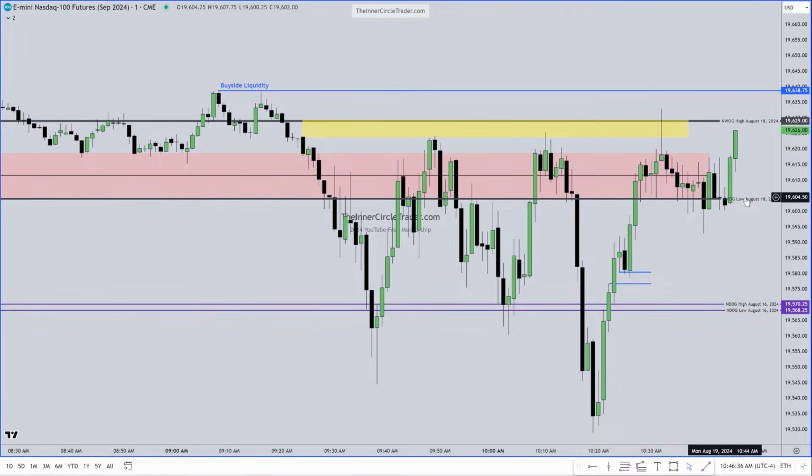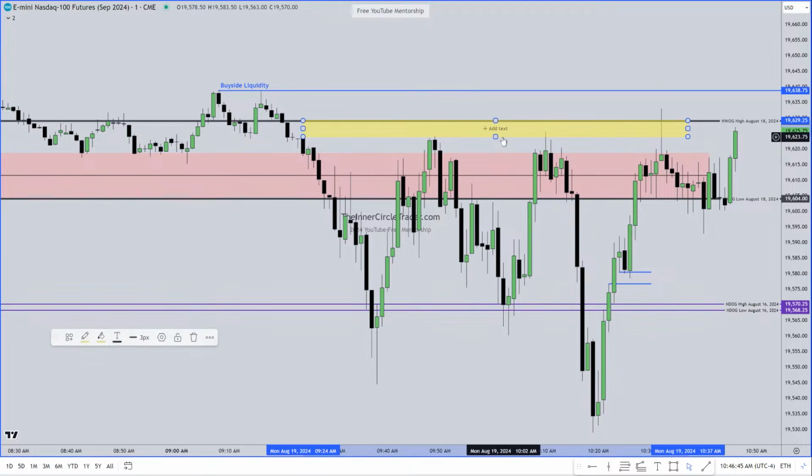Come down outside of the new week opening gap here, and then price higher. I would want to see speed and distance now, because we've already been here before. So we're knocking on heaven's door.